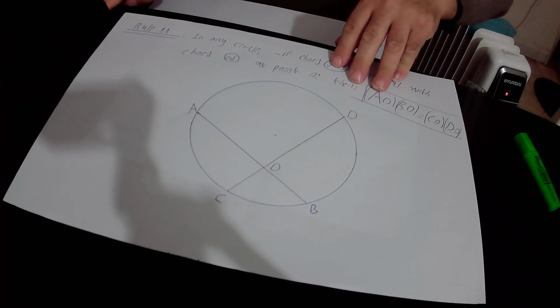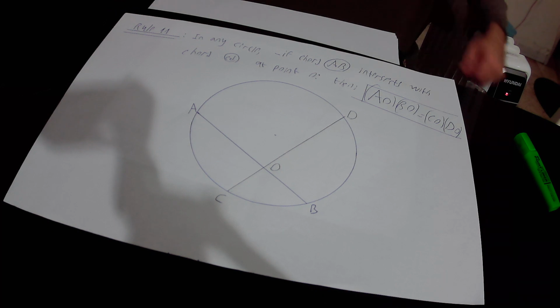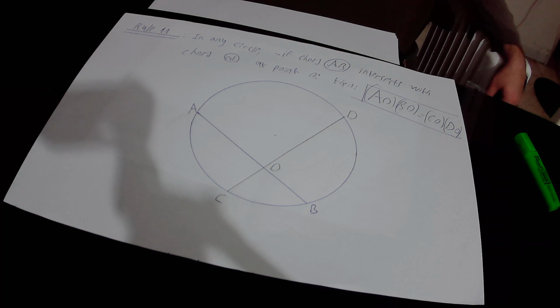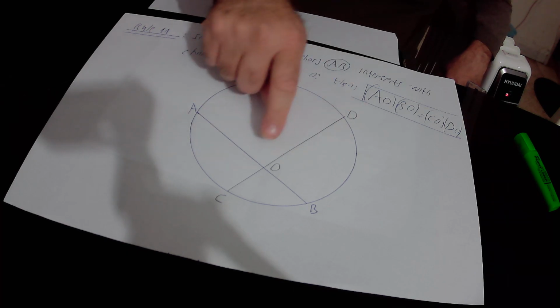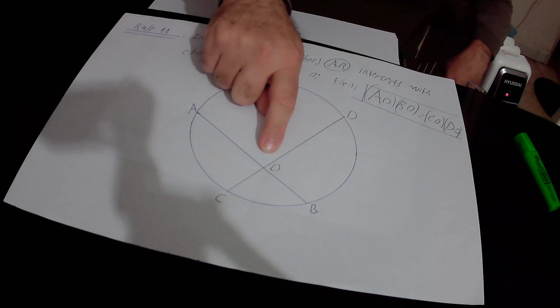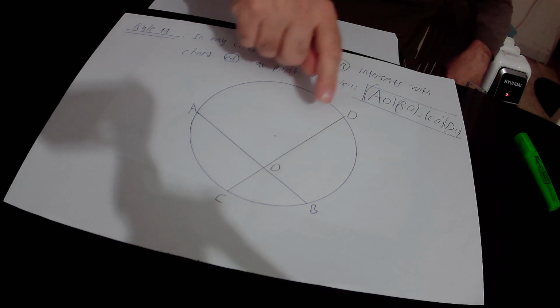According to rule number 11, in any circle, if chord AB intersects with chord CD at point O, then AO times BO equals CO times DO. Again, we have a circle. Inside this circle, we have chord AB that intersects with chord CD at point O. Point O is the intersection point of chord AB with chord CD.